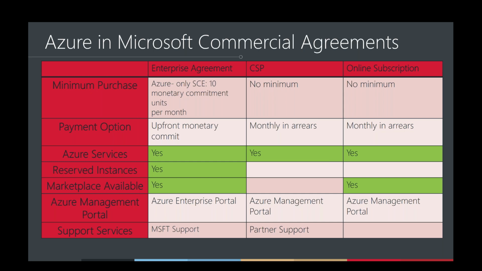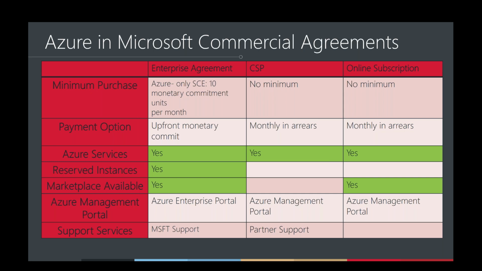So if we start thinking about the minimum purchase requirements for each option, CSP and the online subscription are probably what most organizations start with, because there is no minimum. Certainly with CSP, there is potentially a lot of attraction. It's a slightly higher price point, but you're effectively paying monthly in arrears, and there is some other functionality that is supported by the partner. So some organizations start off on that CSP path just to try and understand what Azure can do for them as they look to grow and build out their workloads.